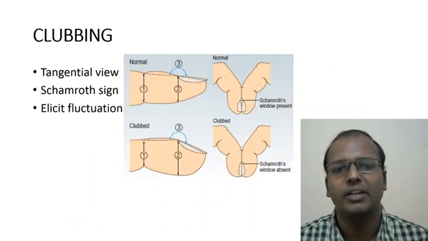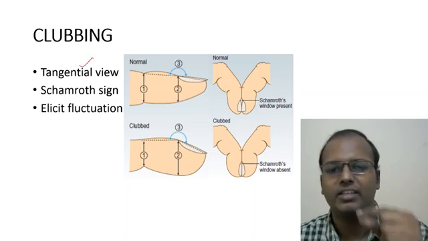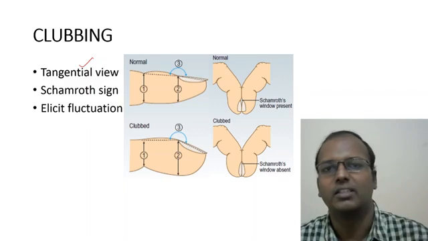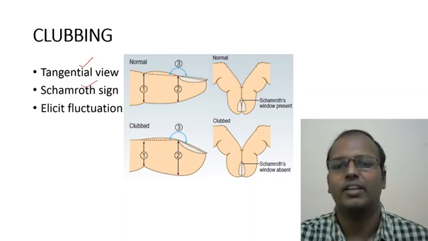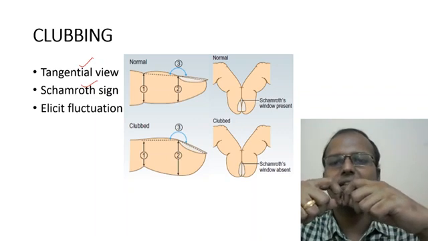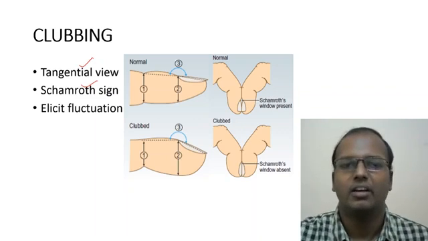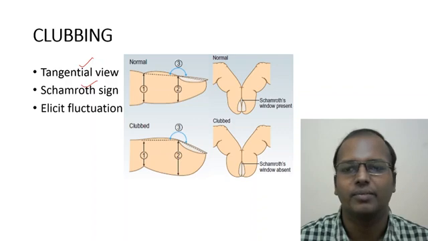Alright, next, coming to clubbing. Basically, you can view the finger tangentially. Take your finger and just view it. This is the tangential view, or the Shamrock sign. You can take both of your fingers together and check for the Shamrock sign, or you can elicit fluctuation.